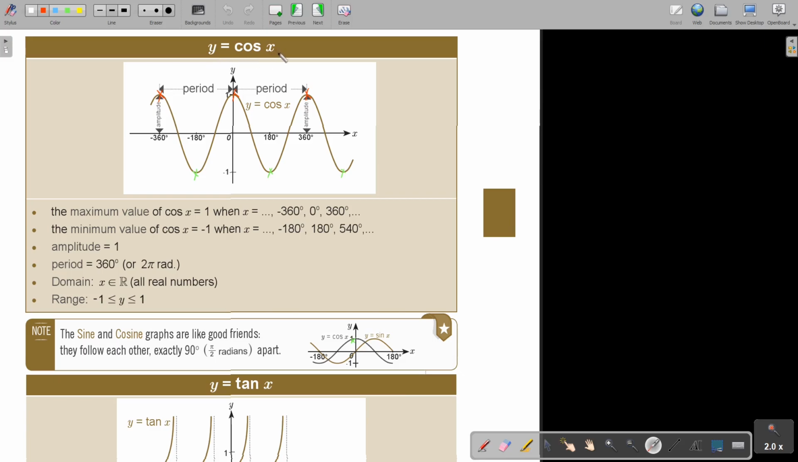Okay, y equals cos x. Now, actually, cos and sin, and I will show it down there, they are almost like friends. They have a lot of properties which are the same. But let's first look. Instead of starting at 0, it starts there at 1. And it looks like this. The maximum value of cos will occur again. Where is the maximum? There's a maximum.